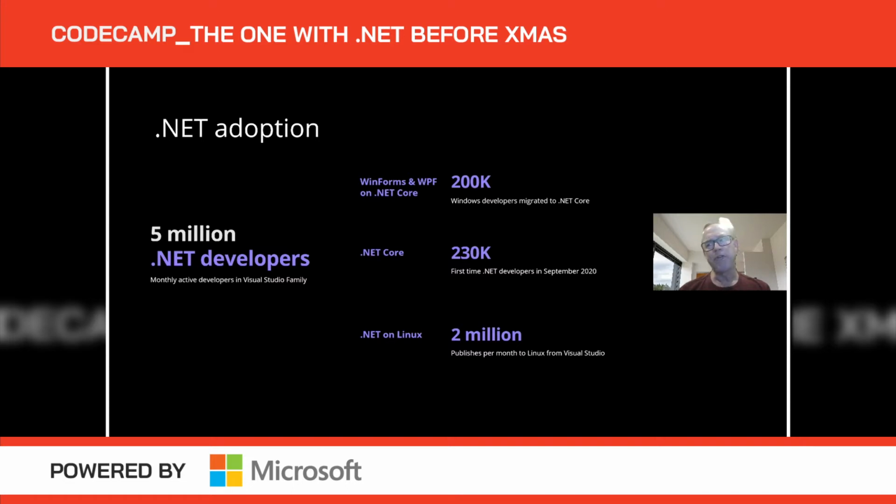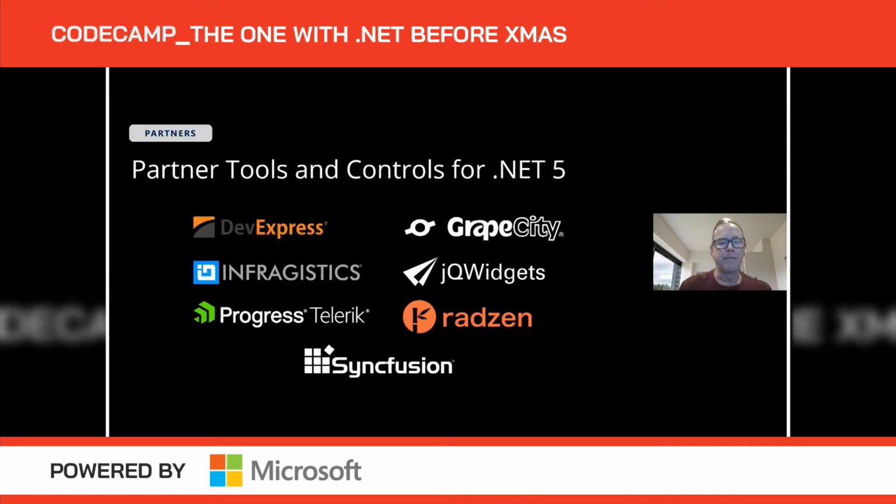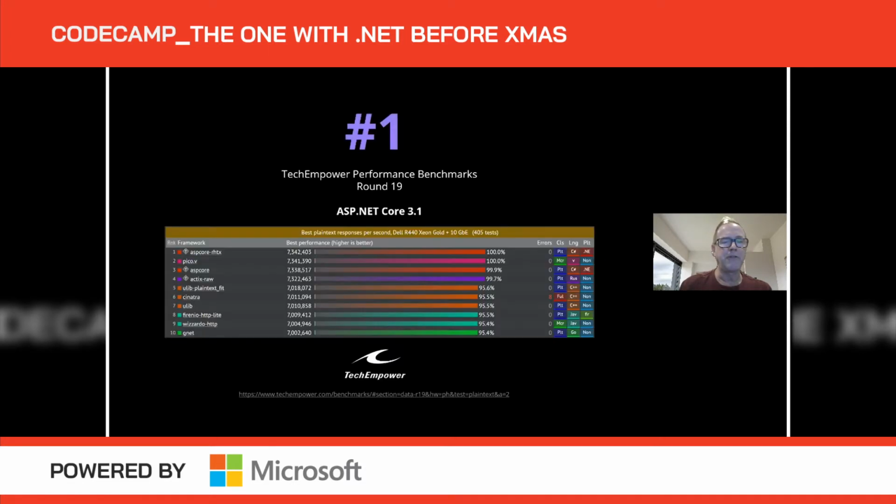And even though we just added open source and Linux in 2017, we're now seeing 2 million publishes per month in our tools to Linux. So it shows that embracing Linux was important, and our customers are using it. I'll jump through some of this a little fast.